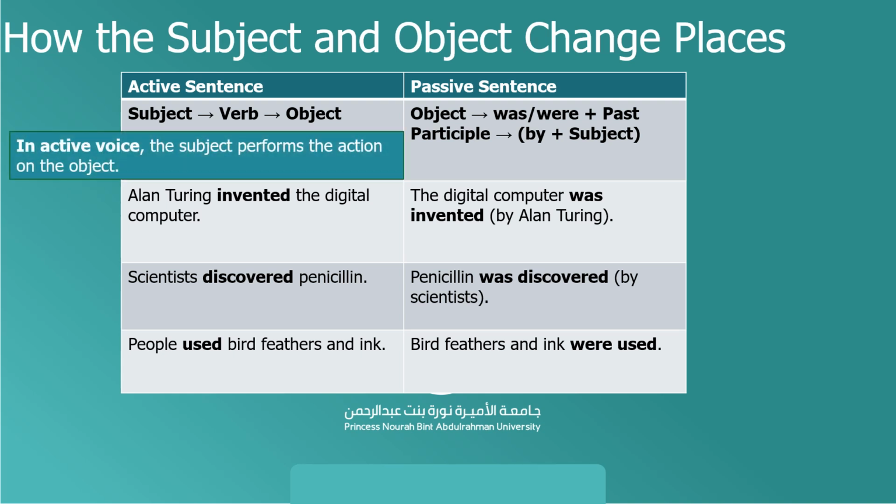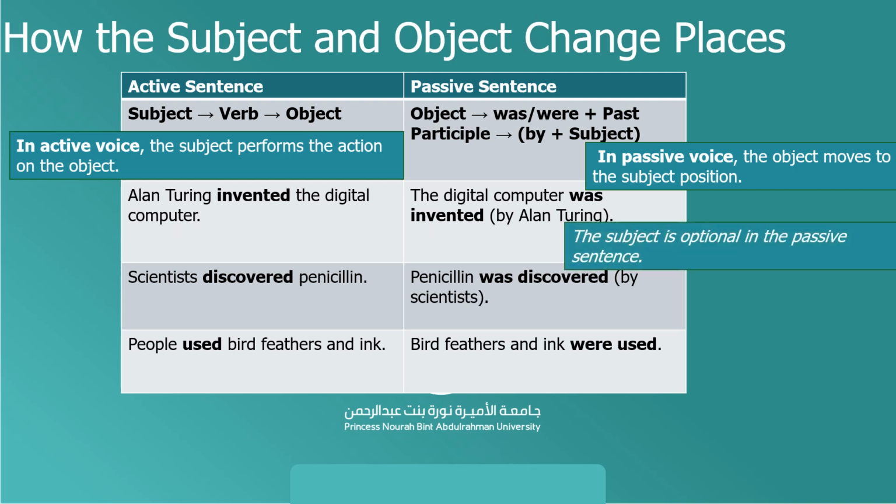In an active voice, the subject performs the action. That is why it is the first thing in the sentence. However, in a passive voice, the object moves to the subject position because it is more important than the subject itself, and the subject becomes the object, as you can see by. Lastly, the subject is optional. You can add it to a sentence or not.